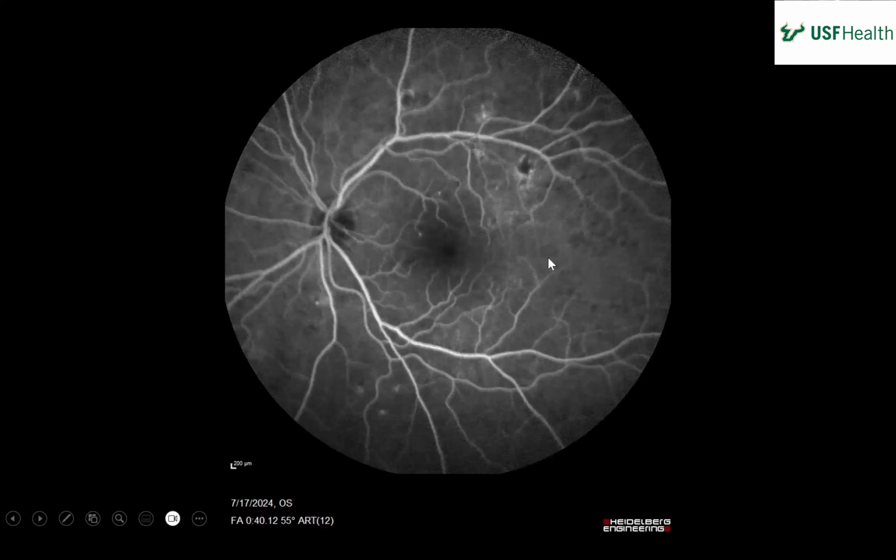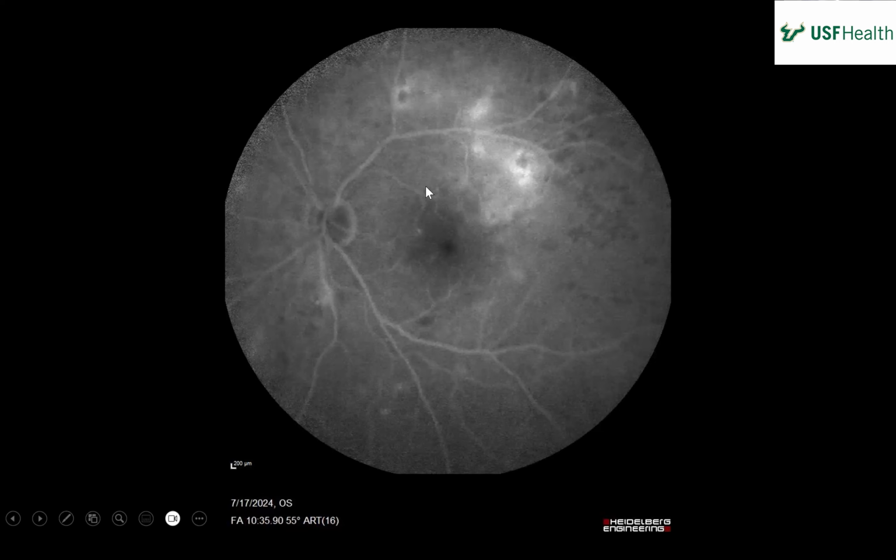And a similar appearance of the left eye FA. Again, the areas of hypofluorescence. Maybe some areas of hyperfluorescence here and here. So, kind of leakage around.